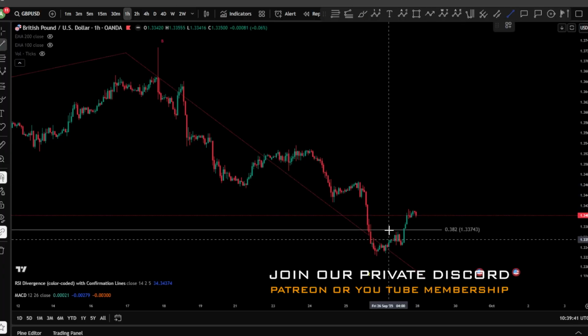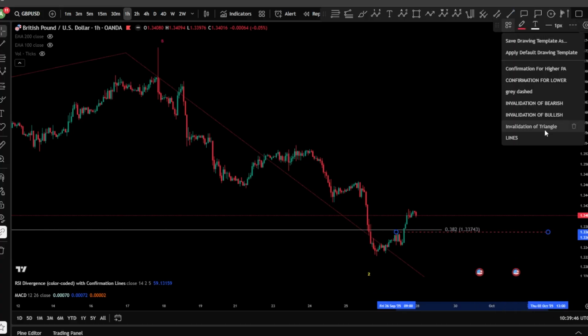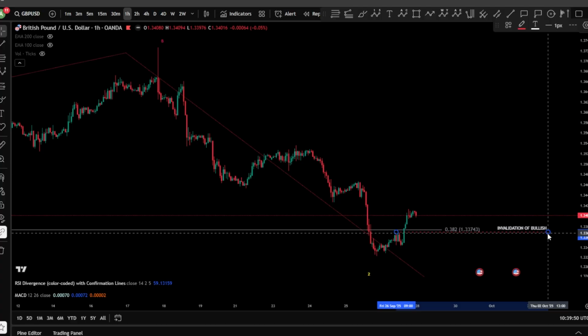Now, a signal that this is not working and our main scenario toward the downside is still working for lower prices, this is your invalidation of bullish.